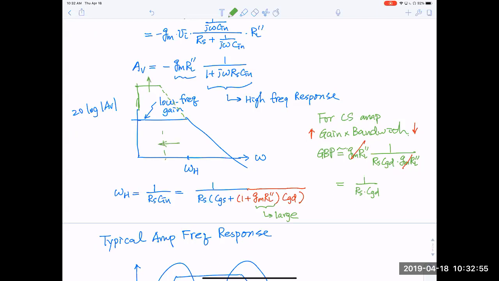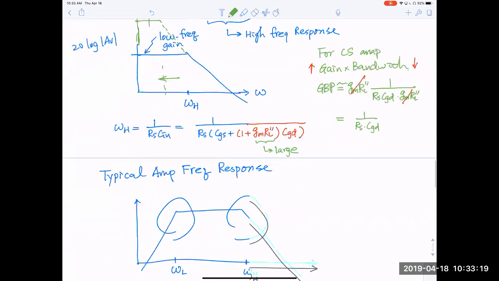We encountered this in the op amp, the finite bandwidth of the op amp. That's exactly the same phenomenon. And actually, these are very general phenomena that eventually give rise to the op amp's constant gain bandwidth product. Okay, good so far.